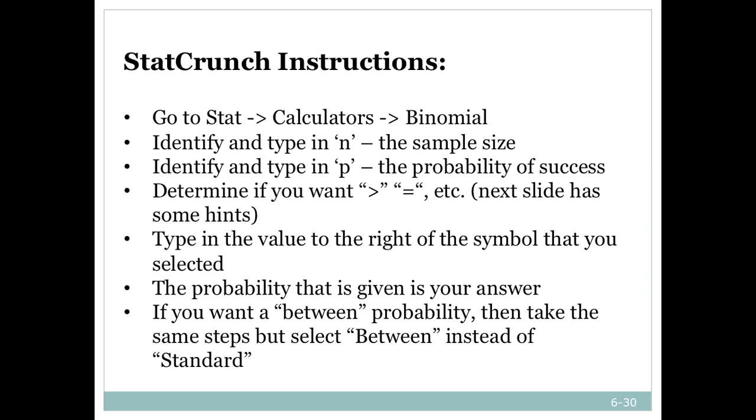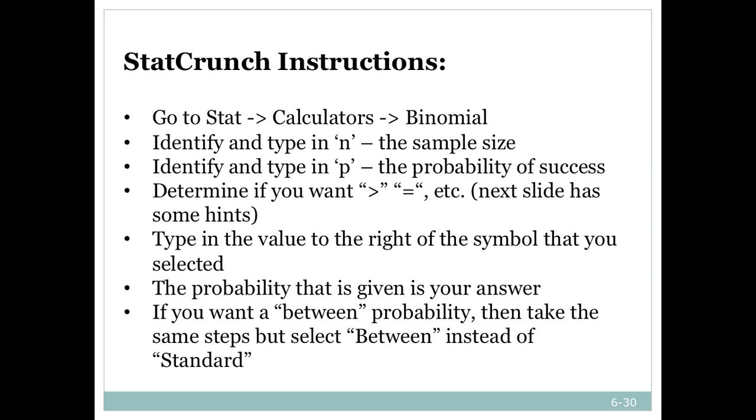In StatCrunch, in order to find binomial probabilities, you're going to go to Stat, Calculators, Binomial, and then identify and type in the sample size in place of n, and then type in the probability of success, which is p. Then you have to decide what kind of inequality you want. Maybe you want a greater than sign, or a less than sign, or an equal to, or a greater than or equal to, or a less than or equal to. The next slide does have some hints for determining this, but you have to actually select one of those.